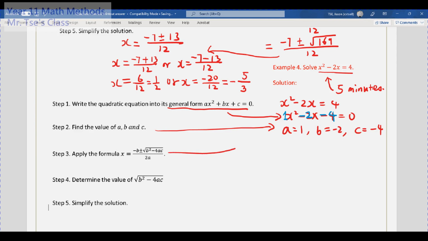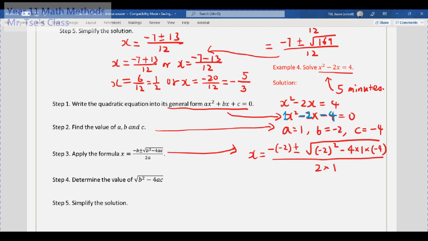Then use your formula. x equals minus, that's another minus. It's a good habit to always have a pair of brackets on the negative number. And here you must have the brackets. Remember that, if it's a negative number, you must have that bracket and square. Minus 4 times A times C, divided by 2 times 1.